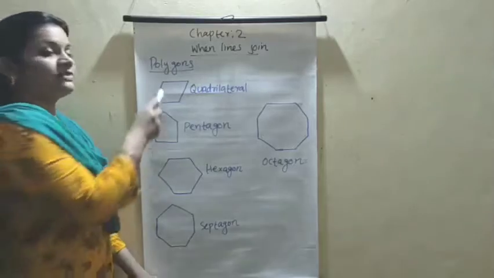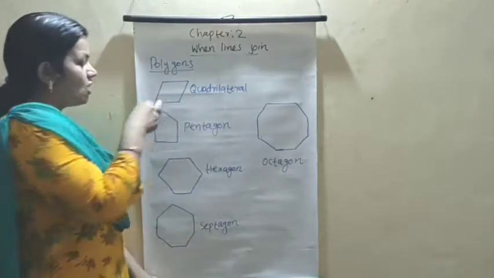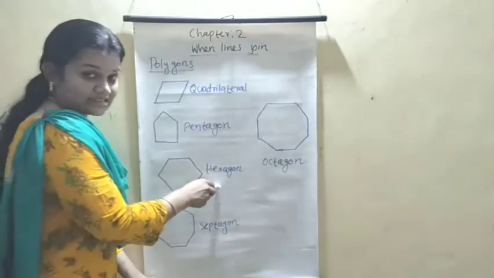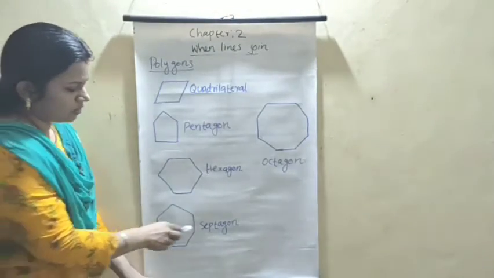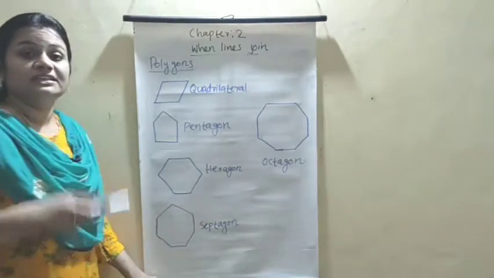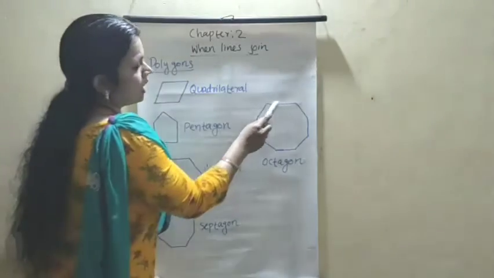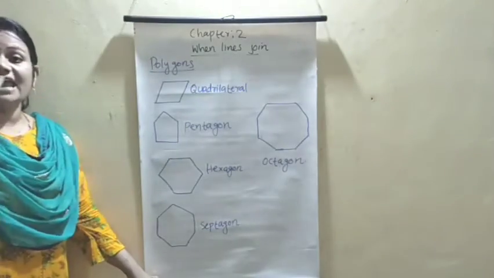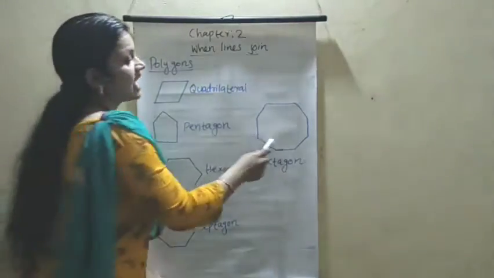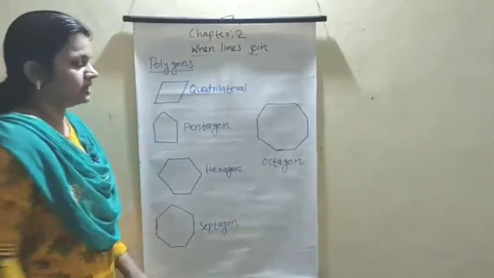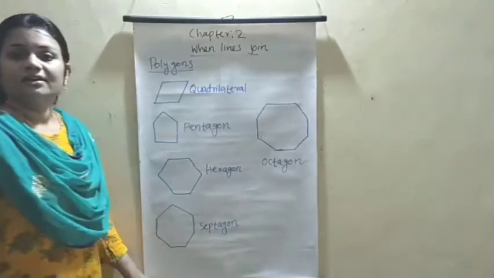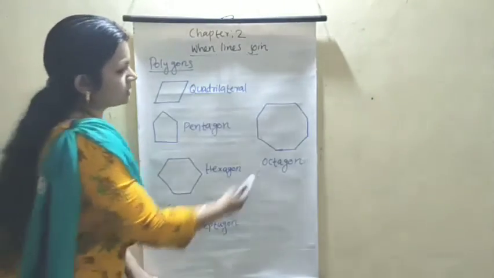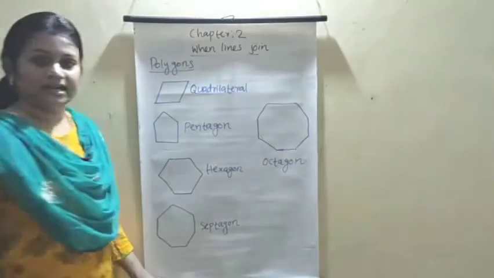Then those with 4 sides are called quadrilateral, 5 sides pentagon, 6 sides hexagon, 7 sides septagon. Those with 8 sides: count 1, 2, 3, 4, 5, 6, 7, 8. How many sides? 8 sides. These figures are called octagons. Understood? Those with 7 sides are septagons, those with 8 sides are octagons.